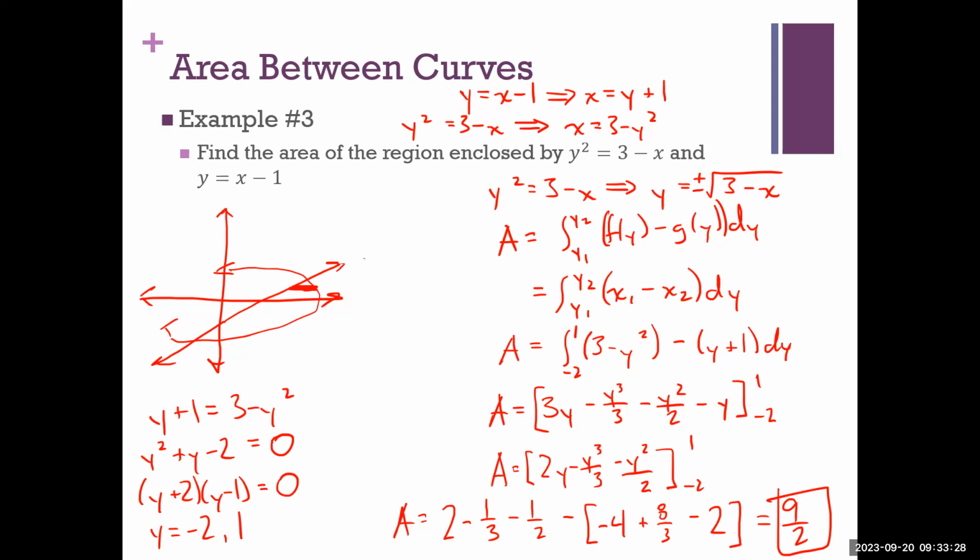Any more questions? Go ahead. How do we get plus 8/3? -2 cubed is -8, right? And yeah, no, you're good. That was the one I was worried about. Anything else?